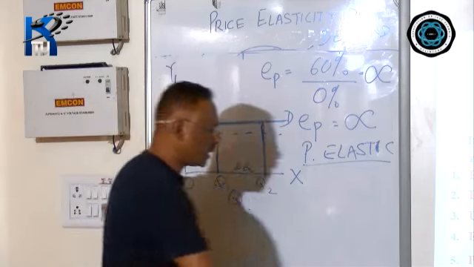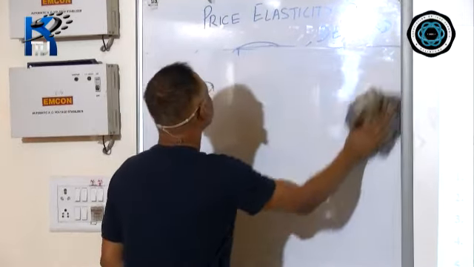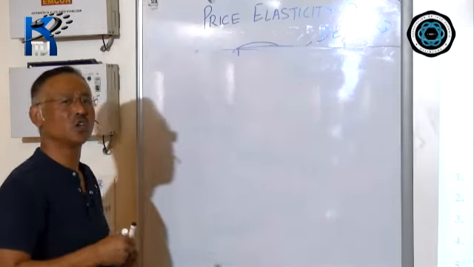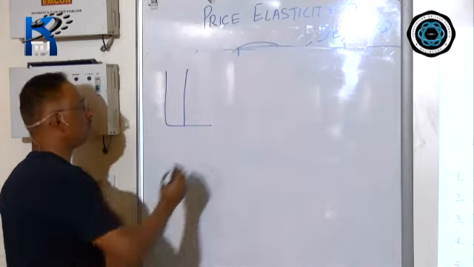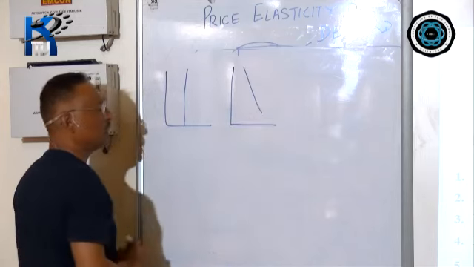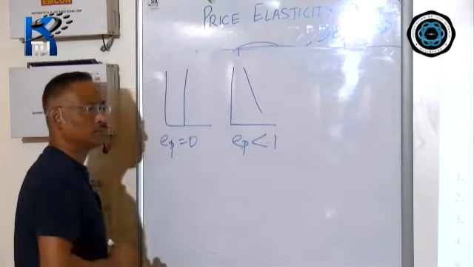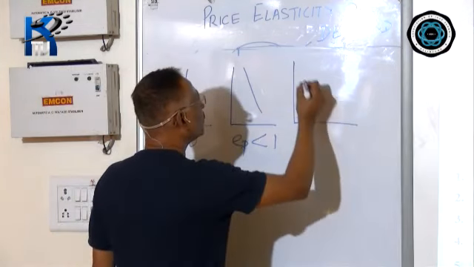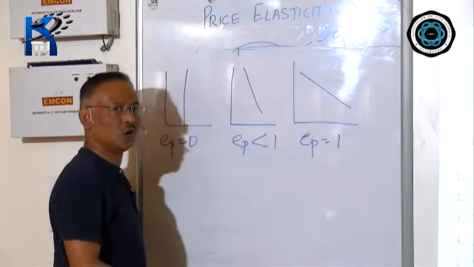So, what did we learn? We learned the 5 types of price elasticity of demand. How to remember them? In short, EP is equal to 0, perfectly inelastic. Make it fall slightly. EP is less than 1. Example, necessary good, salt. Make it fall more. Unity, EP is equal to 1. Unity, normal goods.